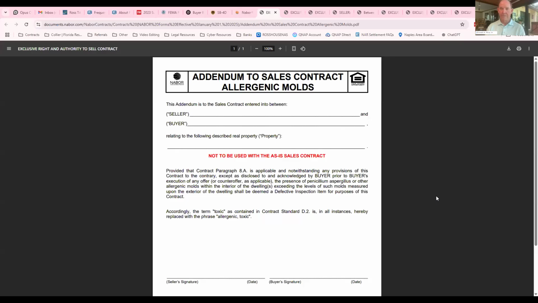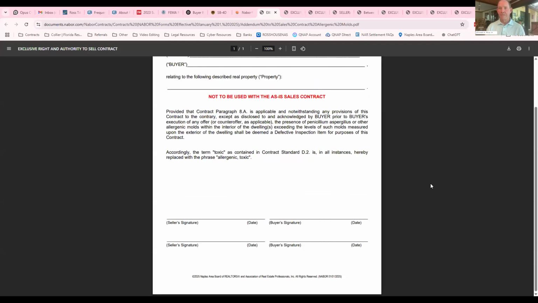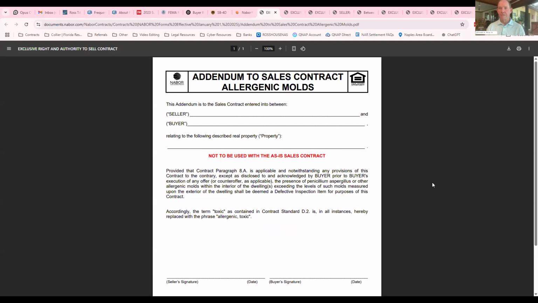What is the newest addendum that NABOR has? Honestly, I don't know when they included this. I assume they included it pretty recently because I only recently started seeing people use it. So this is the addendum to sales contract, allergenic molds. Provided that paragraph 8A is applicable, and notwithstanding provisions to the contrary, except as disclosed previously, the presence of penicillin, aspergillus or other allergenic molds within the interior of the dwelling exceeding the levels of such mold measured upon the exterior shall be deemed a defective inspection item for purposes of this contract.